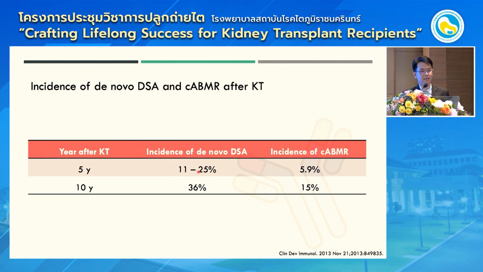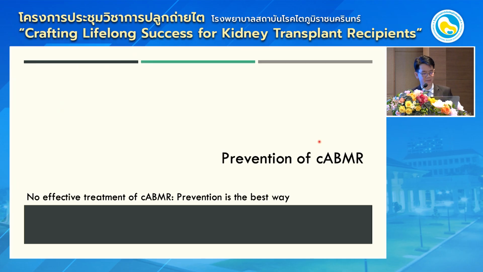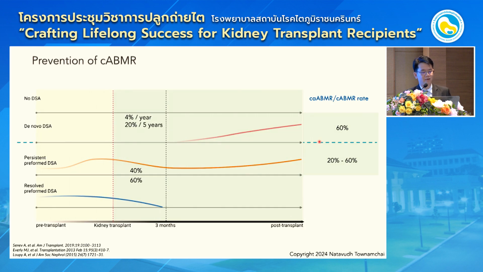to 20%. And luckily, only half of those patients who develop de novo DSA will have chronic ABMR. Okay, so let's take a look here. This is de novo DSA and the persistent DSA. Only around 50% of those patients who have DSA will develop chronic ABMR. So how can we prevent chronic ABMR? The best way is to prevent the development of the DSA.